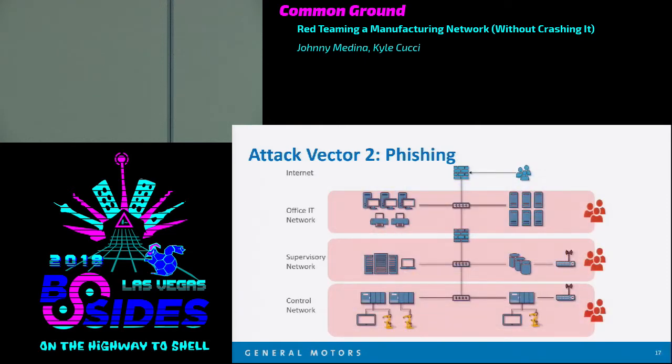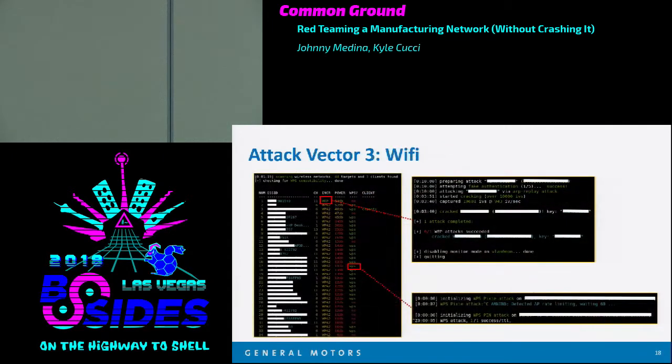So now, because of this, we essentially own all the network. We were able to get down to the control network, this HMI connected to a robot on the manufacturing plant, and we were able to control the manufacturing process. I will pass it over to Johnny for the next stage.